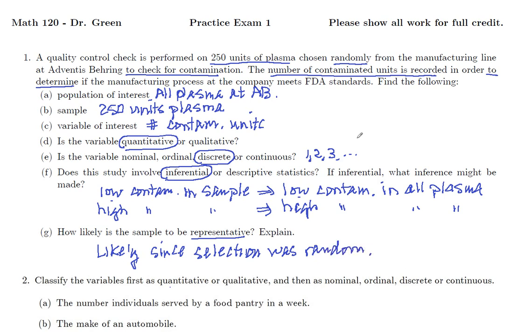Now, if they didn't tell us it was random, it would be unclear. We couldn't tell how representative it was. So sometimes it's not clear. Sometimes it's clear that it's not representative. Say you were doing polling to see who people are going to vote for in the next election. And if you did polling, say, just among Democrats or just among Republicans, that's not going to be representative of everyone on the whole.